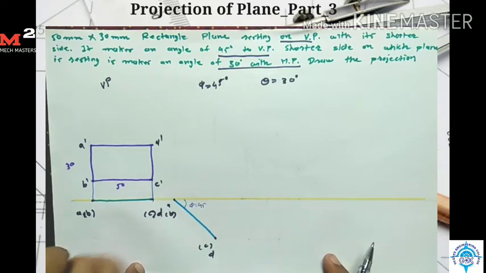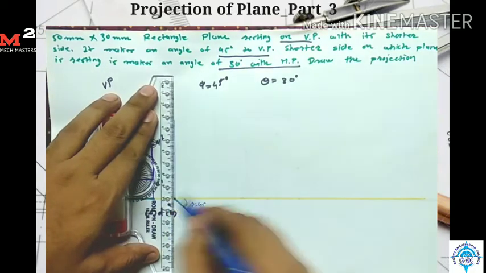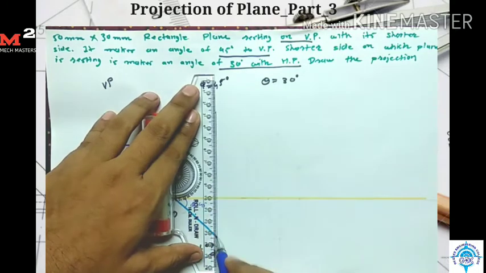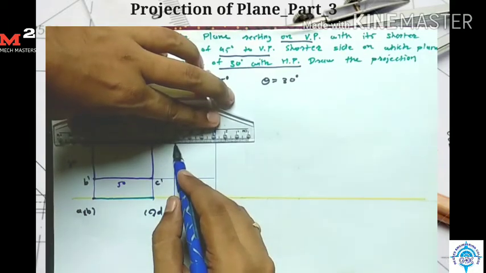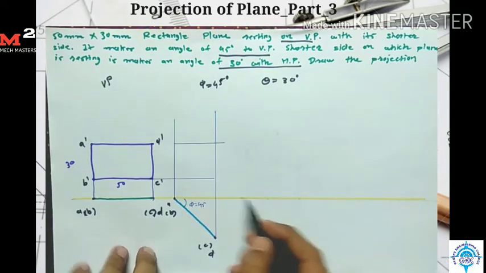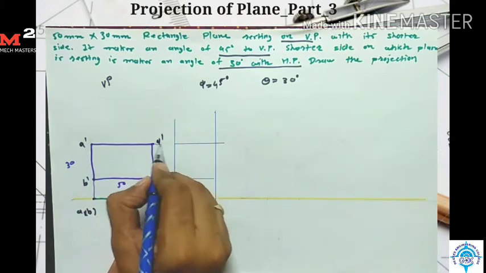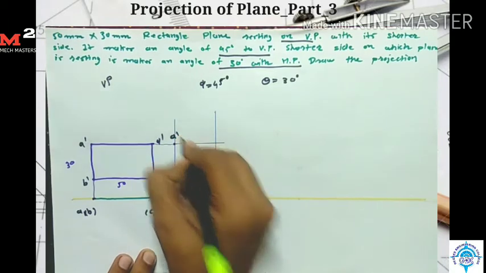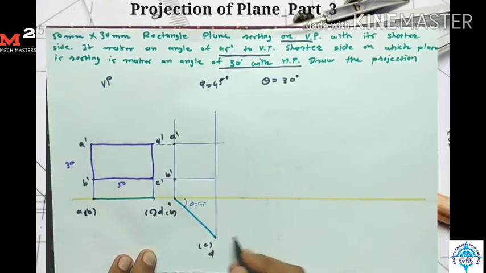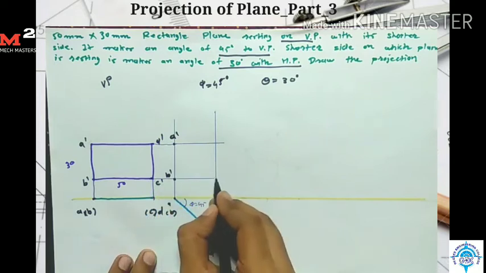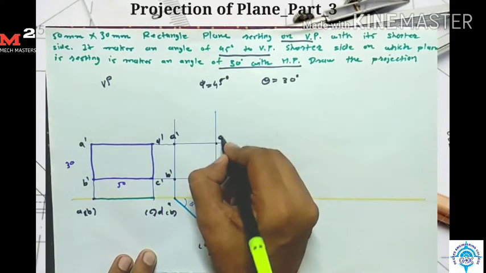Now for drawing the front view, I simply take the projection. I draw the projection lines from this point and from here, similarly from here. For point A, I take the projection lines from here and from here, so I get my point A dash here. For B dash, I take the projection from here and from here, so I get my point B dash. For C, I take the projection from here and from here, so I get my point C dash. For D dash, I take the projection from here and from here, so I get my point D dash.